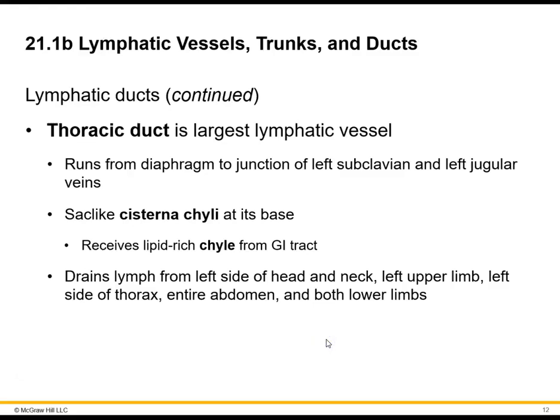Then you have the thoracic duct. This is the largest lymphatic vessel. It's going to run from the diaphragm to the junction of the left subclavian and left jugular veins. It has a sac-like cisterna chyli at its base, and what this does is it receives lipid-rich chyle from the GI tract. It's going to drain lymph from the left side of the head and neck, the left upper limb, the left side of the thorax, the entire abdomen, and both lower limbs.